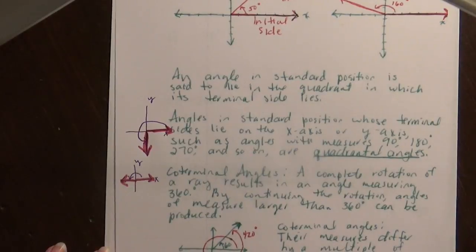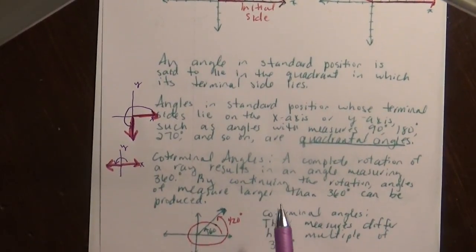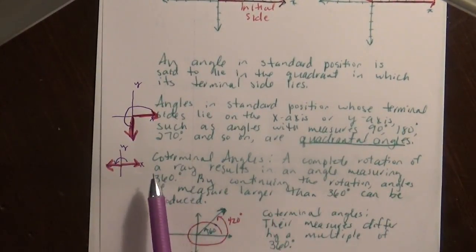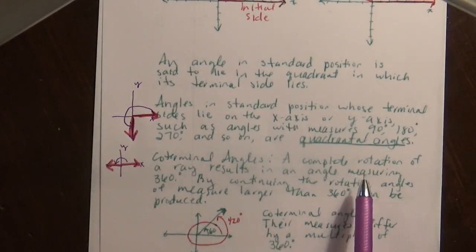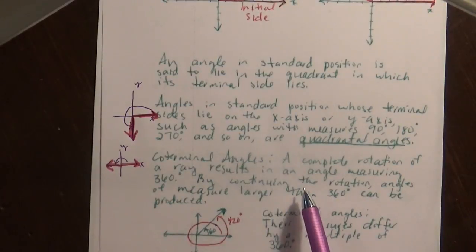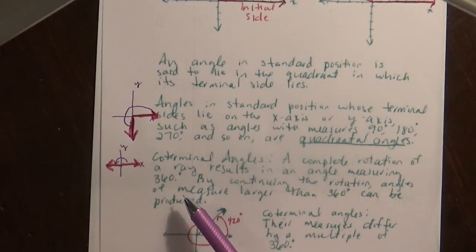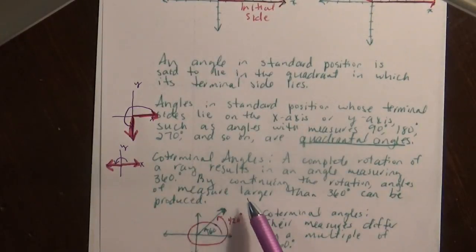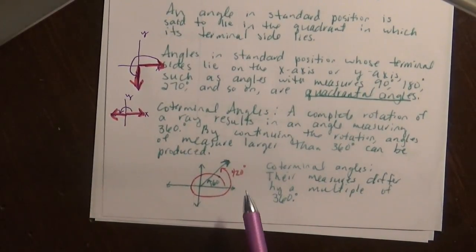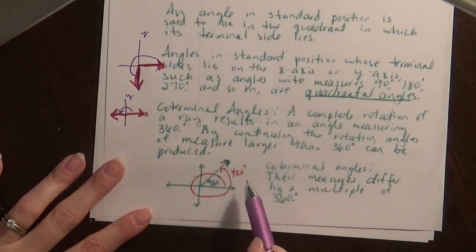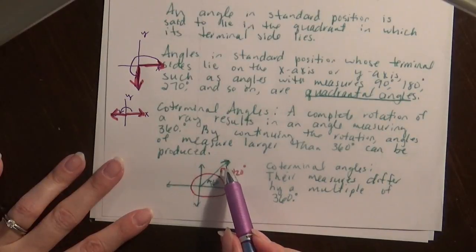Coterminal angles. Here we've got a little discussion on coterminal angles. A complete rotation of a ray results in an angle measuring 360 degrees. All right, so that just creates a circle. By continuing the rotation, angles of measure larger than 360 degrees can be produced. So in this illustration, we have an angle of 420 degrees. But it also looks just like a 60 degree angle.